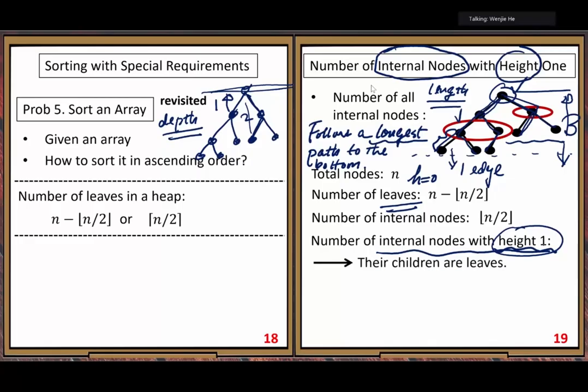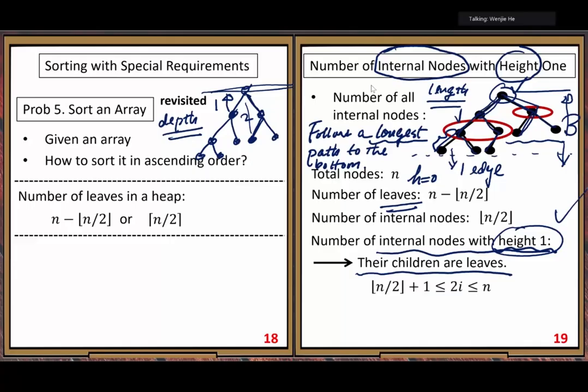This time, how to describe an internal node with height 1? We use this way. First, they have children, so they are internal nodes. But because we only want such nodes with height 1, their children must be leaves. That's the way we use to describe these nodes.